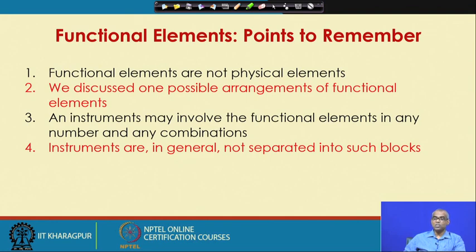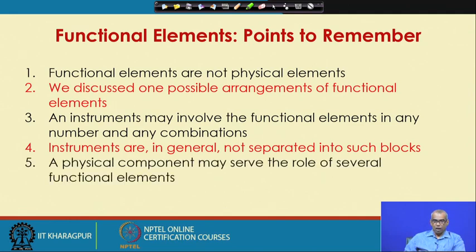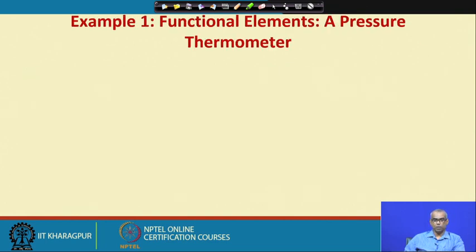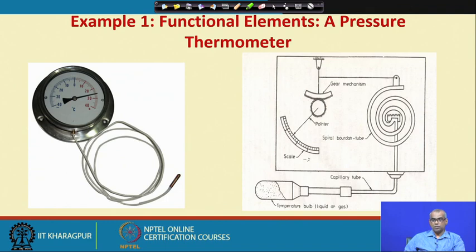Instruments are in general not separated into such blocks. It is for our convenience that we are separating the functions of instruments into such blocks of functional elements. A physical component may serve the role of several functional elements. We have seen this in the case of the pressure thermometer. The bulb serves the role of primary sensing element as well as variable conversion element. So, let us try to identify the functional elements of the pressure thermometer that we have talked about.